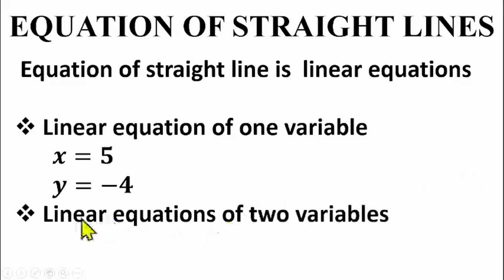Then we could also have a linear equation of two variables. This one will give us a slant line like this or like this. An example is the general equation of a linear equation, y equals mx plus c. So this is a linear equation of two variables. Our aim is to be able to find equation of straight lines. How can we get the equation of a straight line, that is, an equation that will look like this? How can we find it?